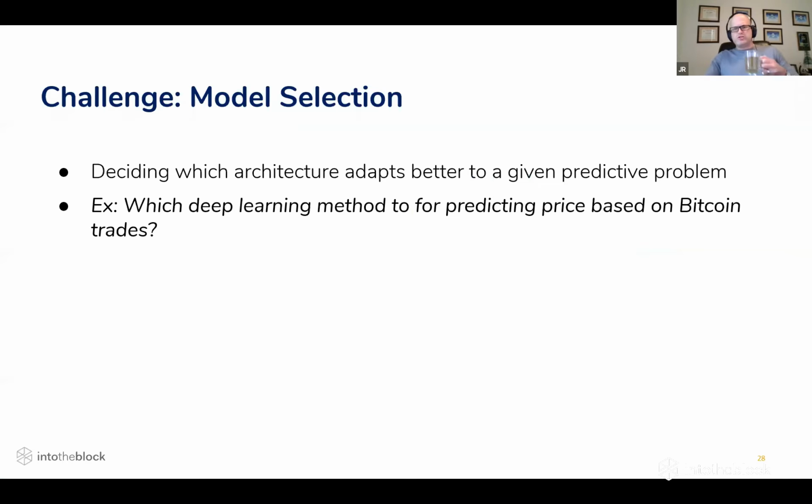How do you know which model to use? We're going to predict Bitcoin prices based on trade information. Is that a decision tree? Is that a recurrent neural network? Is that a convolutional one? Very often we rely on the subjective opinions of data scientists. My head of data science is a big fan of recurrent neural networks, so he might try to approach that problem as a recurrent neural network problem.